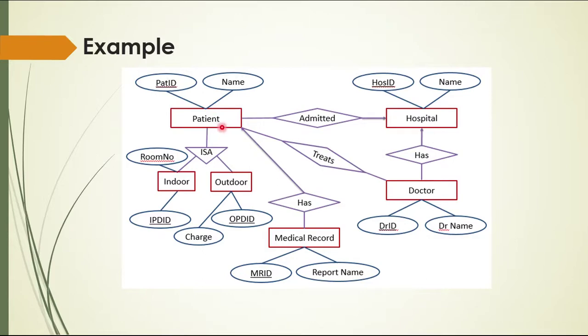Now we can say that patient is admitted into hospital. Hospital has a doctor. Doctor treats patient. Patient has a medical record. These are the relationships, and you can add all attributes according to your assumptions, as I explained in a previous lecture. So this is the ER diagram with specialization and generalization. So we have three main extended ER features, that is specialization, generalization and aggregation.